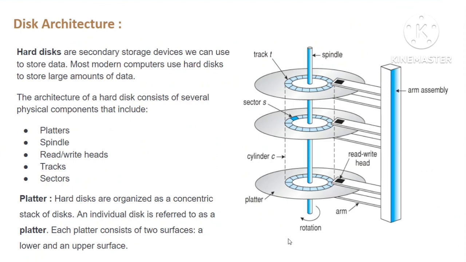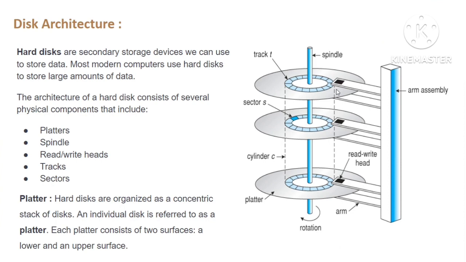Firstly, we will discuss the platter. What is a platter? Hard disks are organized as concentric stacks of disks, and an individual disk is referred to as a platter. Each platter consists of two surfaces, an upper and a lower surface. For example, this is the platter, and there are two surfaces of this platter: first the upper one, and second the lower one. In this diagram, we have three platters: first, second and third. So there will be six surfaces, because each platter has two surfaces.